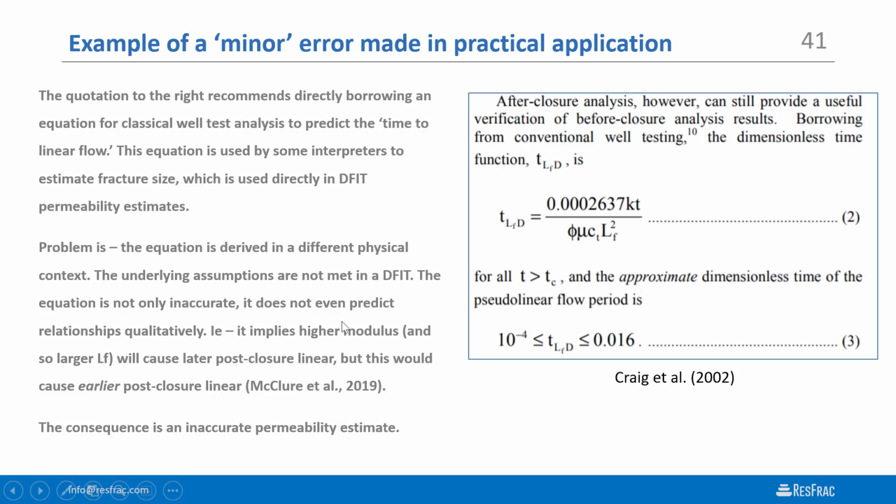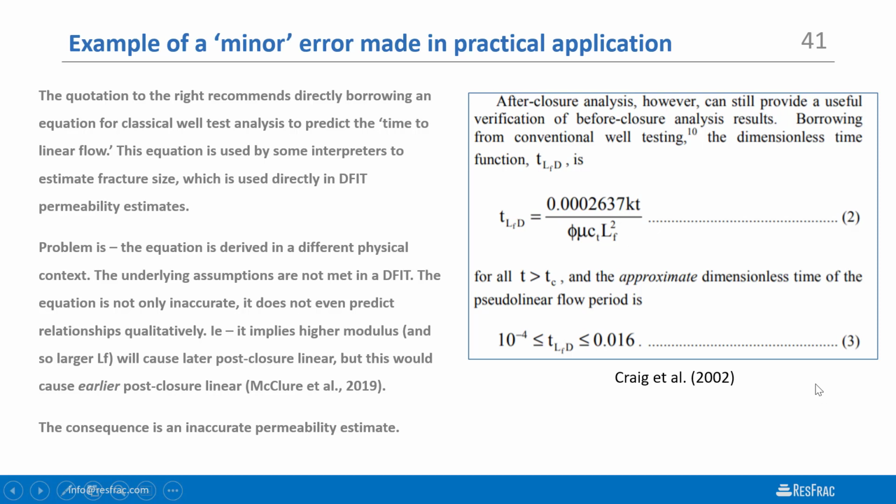So for example, if we had a higher modulus, that would imply that the fracture should be longer and skinnier. And in reality, what we've shown with modeling is that if the fracture gets larger, but you inject the same amount of water, then leakoff will happen faster and the fracture will close sooner and you would get late time linear flow sooner. But what this equation implies is the exact opposite, that if the fracture got bigger, it would cause late time linear flow to occur later. So not only is this derived from a different physical context and it's not accurate, it's not even directionally accurate.